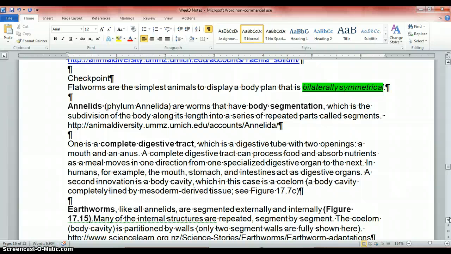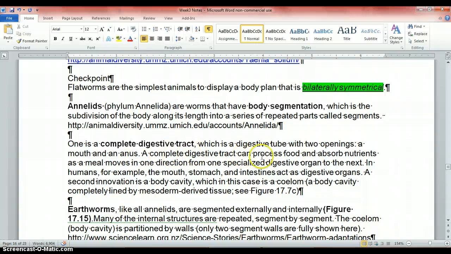Annelids are worms that have body segments, which is a subdivision of the body along its length into a series of repeated parts called segments. I would think earthworms here. One innovation is a complete digestive tract, which is a digestive tube with two openings for a mouth and an anus. So we finally got to stuff that has a mouth and a butt. Not everything just comes out one opening.